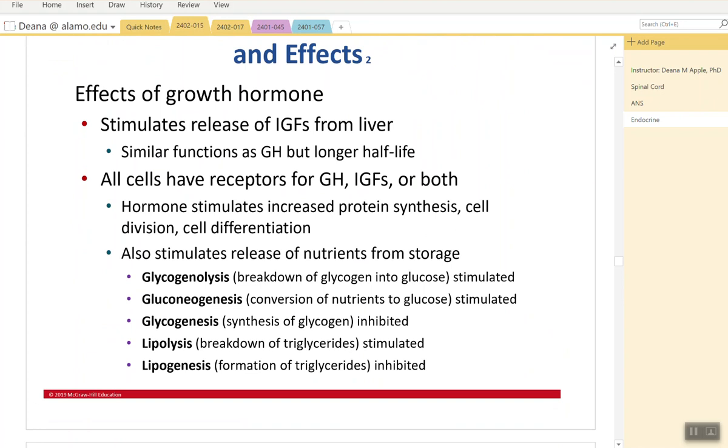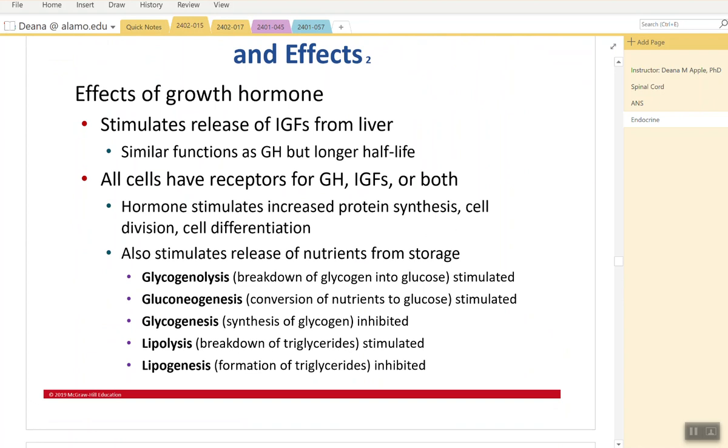Because glycogen is what? What is it? Say it. Say it louder. I heard it. It's sugar, but what specifically? What is it? It's a polysaccharide, but of what? What is the monomer? Glucose. Yeah. So it's going to mobilize glycogen from the liver so we can break it down into glucose molecules so we can use those glucose molecules for energy.